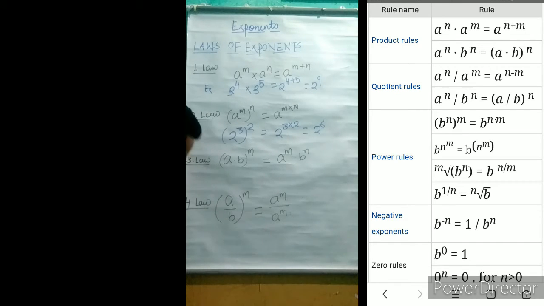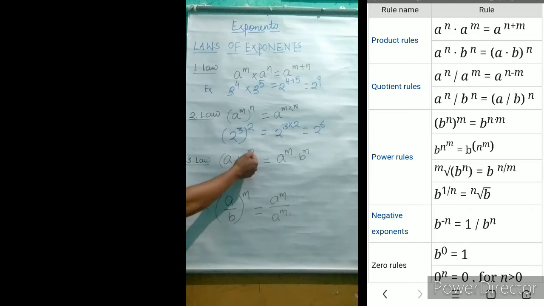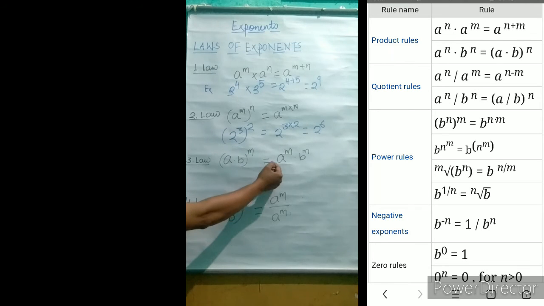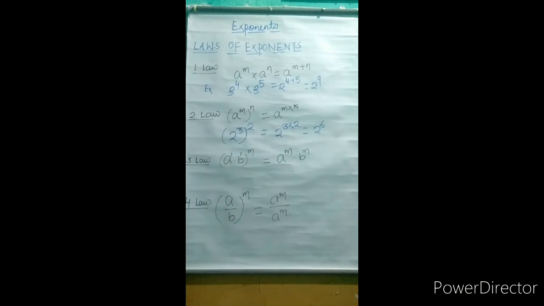Next is, if two variables a and b are given, which are in multiplication, and the whole power is m, then this m will distribute over both. A into b whole power m, so we can write a raised to the power m, b raised to the power m. You can see the power of a is 1, the power of b is 1. This m will multiply with 1 and m will multiply with the power of b.